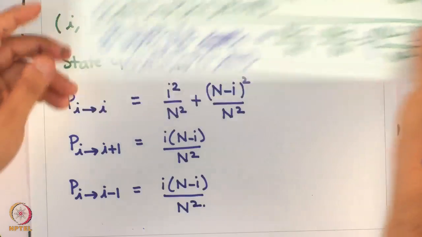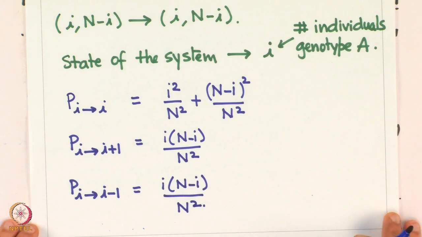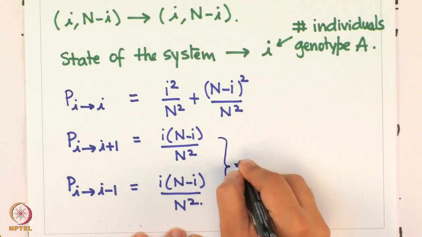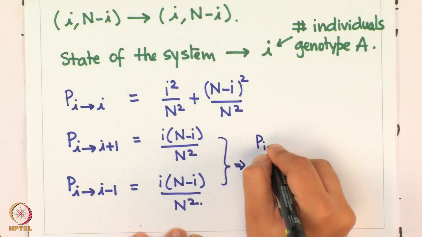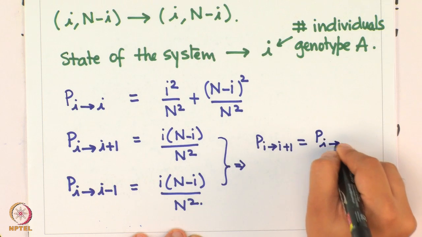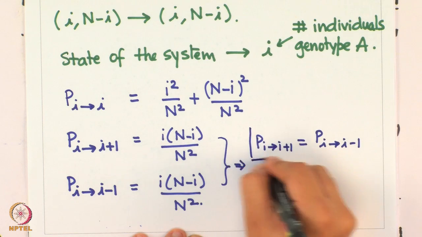Okay. So, now we have probability expressions for each of these three transitions that can happen, and we know that there are no other transitions that are possible in delta t time. In that delta t time, when we select one birth and one death event, these are the only three transitions that are possible. What you should also realize at this point is that looking at these two expressions, we get pi to I plus 1 is equal to pi to I minus 1. These two probabilities are equal.